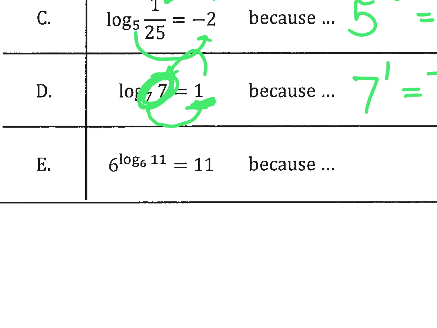But look at this guy. 6, log base 6. What did we say about 6, log base 6? What happens to those two things? 6 and log base 6, they cancel. So what would be left would be 11. Told you this is an easy lesson. So far, so good, right?